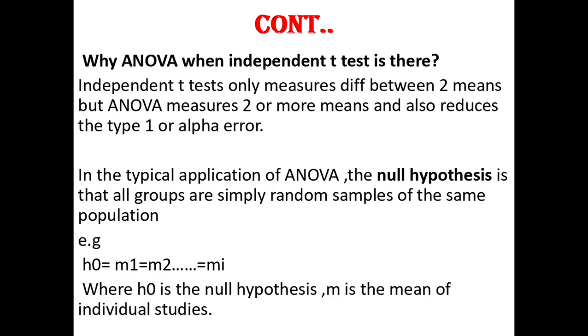Then why ANOVA when independent t-test is there? Independent t-test only measures difference between two means, but ANOVA measures two or more means and also reduces the type 1 or alpha error. In the typical application of ANOVA, the null hypothesis is that all groups are simply random samples of the same population. For example, H0: M1 = M2 = Mi, where H0 is the null hypothesis, M is the mean of individual studies.